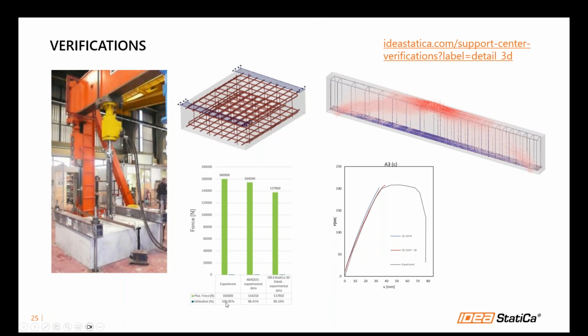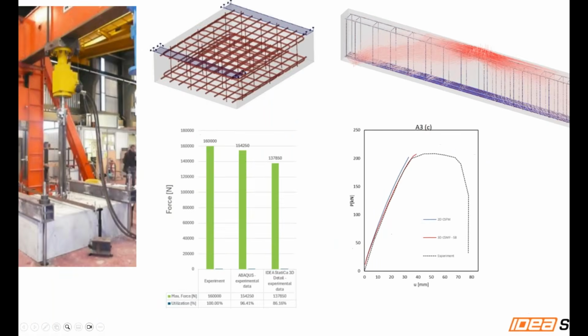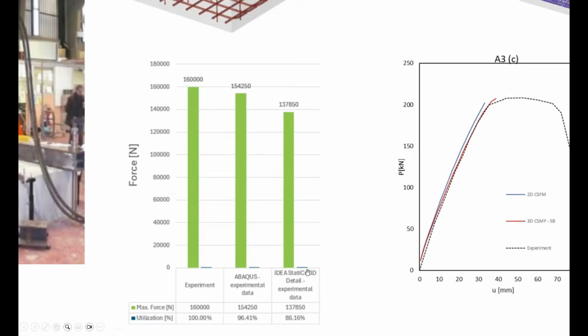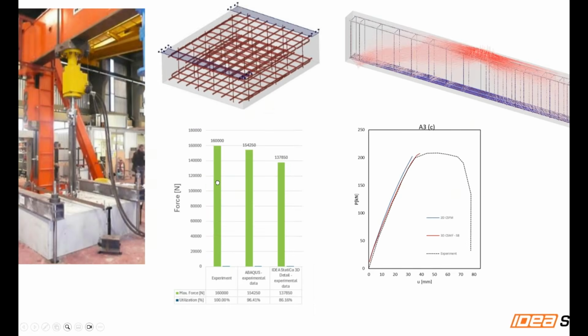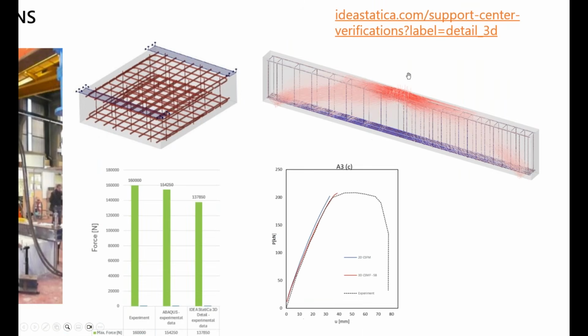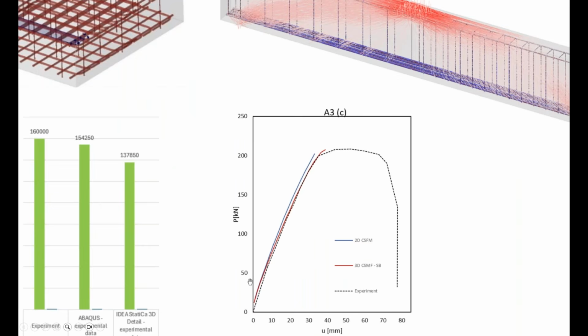Our model is actually at 86% of the experiment. So we have about 15% of safety margin compared to the actual experiment, as you can see on the left here. And on the right here, we model a beam with a point load, and comparing the experiment and our solver, you can see how close the results are basically.